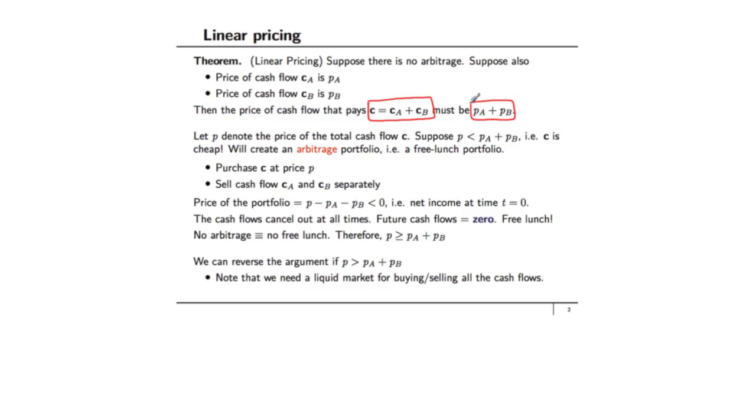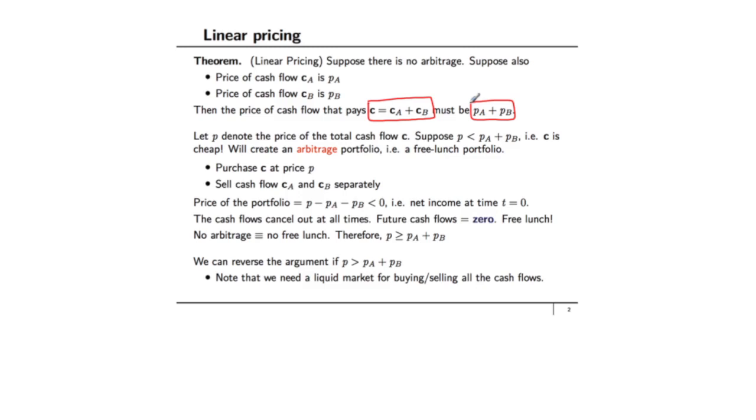And suppose this price P is actually strictly less than PA plus PB. So cash flow C is cheap. The individual cash flows CA and CB are expensive. We're going to create an arbitrage portfolio. I'm going to create a portfolio that gives you a free lunch. But with no arbitrage, such a portfolio cannot exist, and therefore we are going to get some bounds on the prices. So I'm going to purchase the cheap cash flow C at a price P. And then I'm going to sell the cash flow CA and CB separately. So I'm going to take the cash flow, split it up into cash flow CA and CB, and individually sell them in the market. What is the price of such a portfolio?